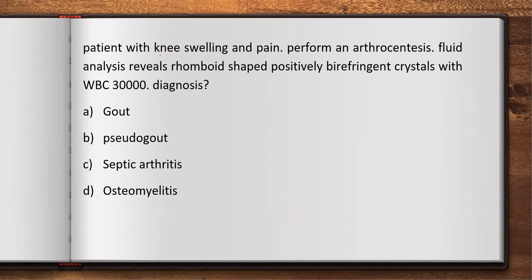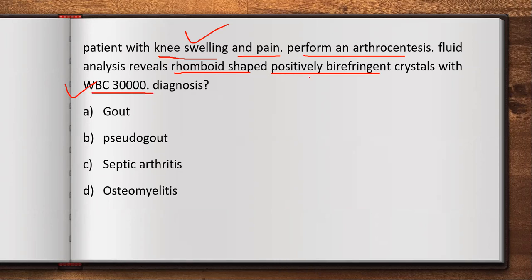Next, patient with knee swelling and pain, perform an arthrocentesis. Fluid analysis reveals rhomboid-shaped, positively birefringent crystal with WBC 30,000. What is the diagnosis? WBC 30,000, patient having knee swelling and pain.